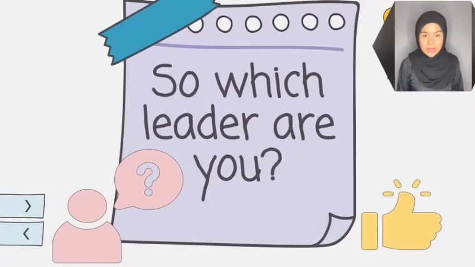So, madam and friends, we can take a second and think, which type of leader are you?